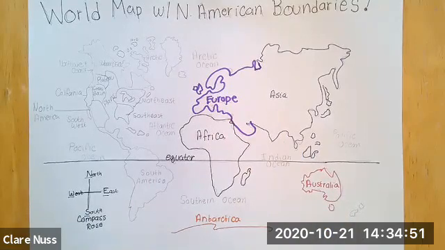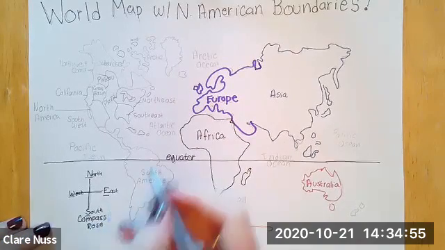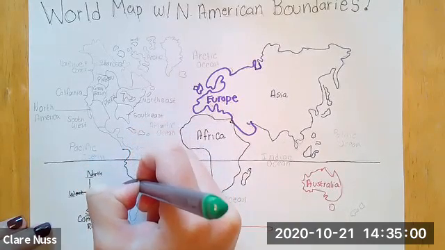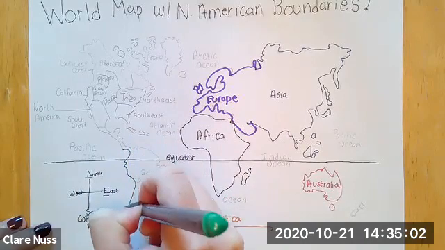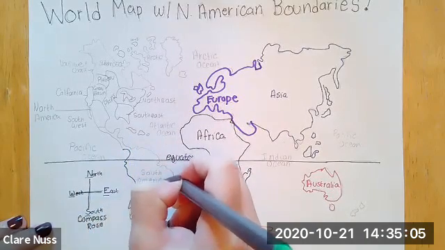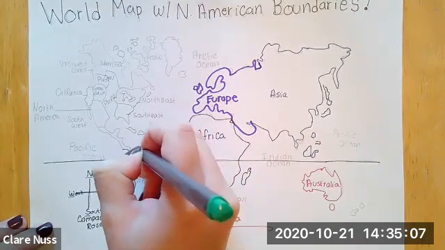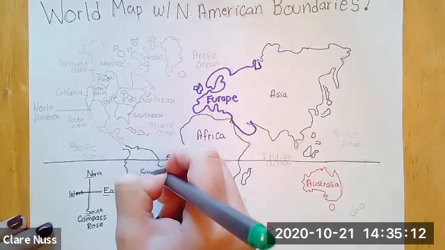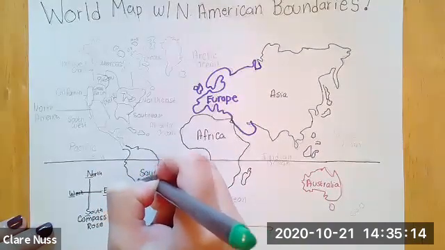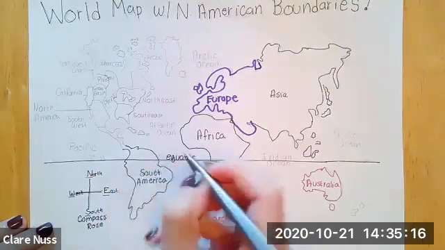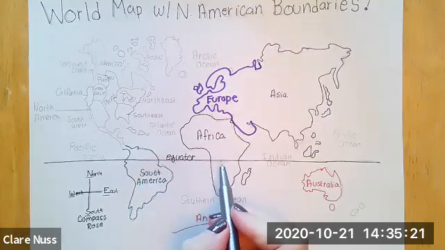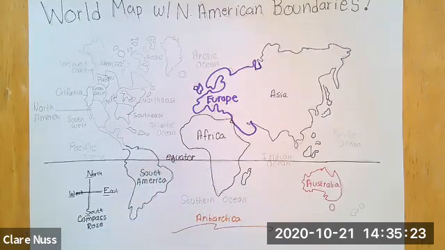Now, if on my map I was to continue going to the west, I'm going to end up on the continent of South America. Will you say South America with me? South America. South America is actually similar to Africa in that it's divided by the equator. Say equator with me, equator. Now read South America with me, South America. So South America, similar to Africa, is divided by the equator.